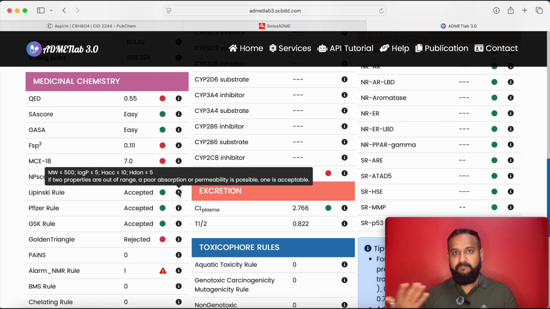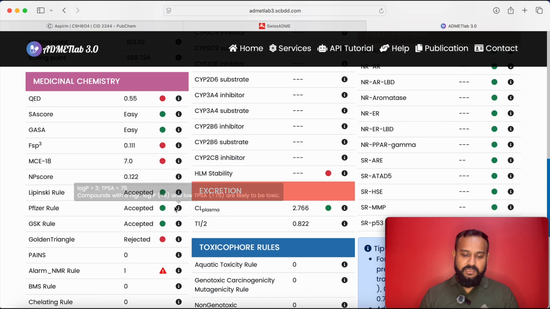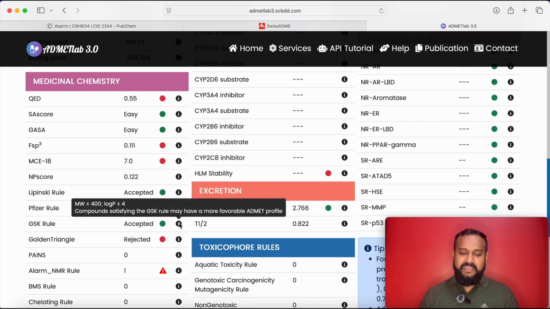Previously it used to be 5 parameters, and now one of the parameters has been removed. Then you have the Pfizer rule, then the GSK rule. The GSK rule is nothing much but just a stricter version of Lipinski's rule, because, as I have already told you, Lipinski's rule is the golden rule of thumb, so it is always followed. You want it to be followed always, and all of the parameters are derived from this.